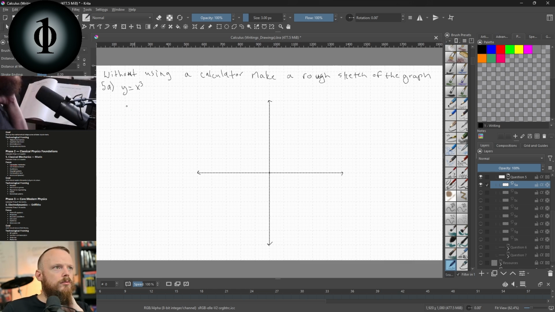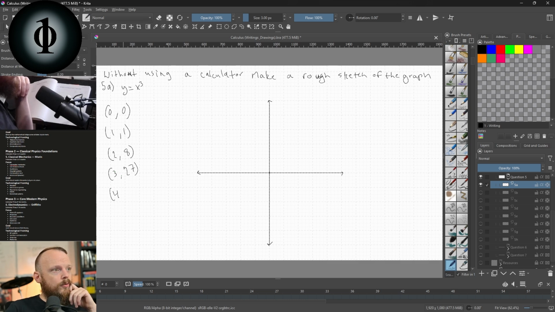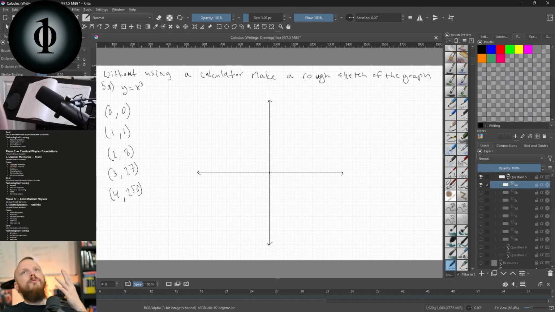Okay, y equals x cubed. Let's just do some quick points here. So when x is 0, y is 0. When x is 1, y is 1. When x is 2, y is 8. When x is 3, y is 27. When x is 4, y is 256. Right? 4 times 4 times 4.